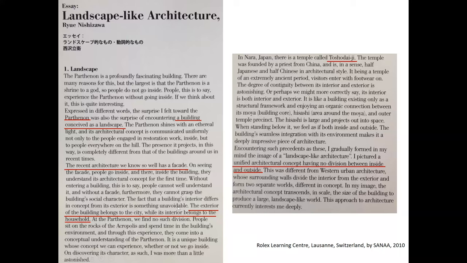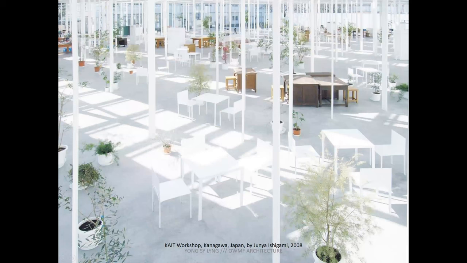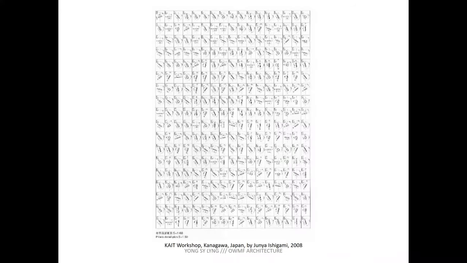So anyway, and then finally we have Ishigami's kite workshop, right? So the columns, I think most of you know this building, the columns are scattered like that, right? There's no grid, but it's again like trees in the forest, right? So some parts you have more open and some parts more dense. And if it's dense enough, like here, then you can't walk through, then it becomes a wall, right? And this is the whole chart of whole series of columns, different sizes, different directions, right?